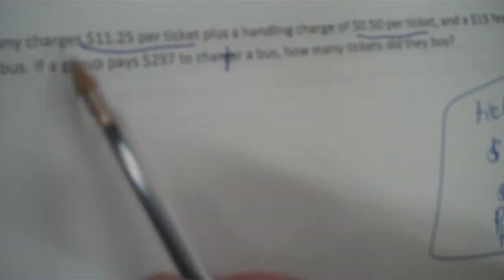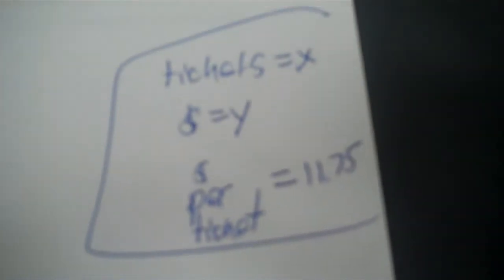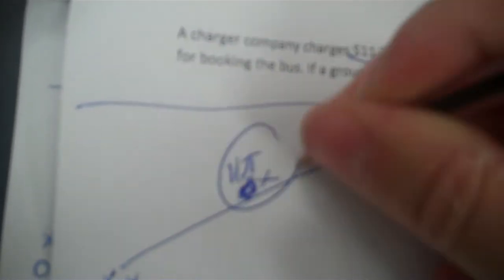Okay, $11.25, that's per ticket. And 50 cents, that's per ticket. $15 isn't per ticket. It doesn't say each or every ticket. Then $297 is our total cost. So I need to add these two up, because I'm gonna pay both of them. Okay, if I get this, I'm gonna get this. So $11.25 plus 50 cents is $11.75. So the M is $11.75. So 11.75x. That's 11.75 times the number of tickets.